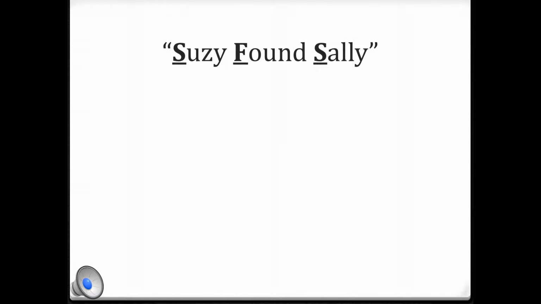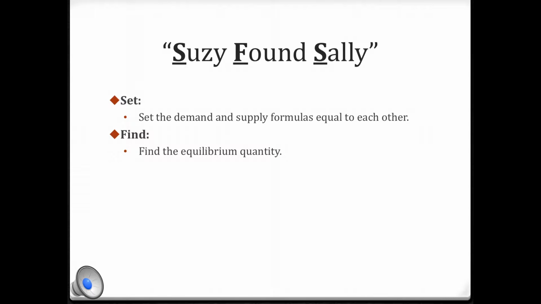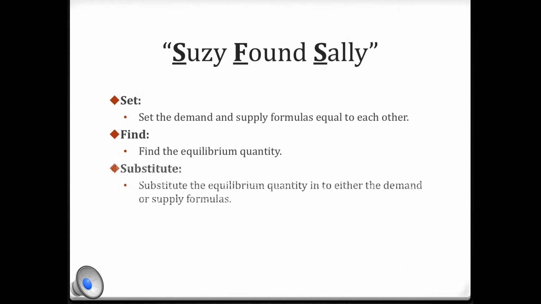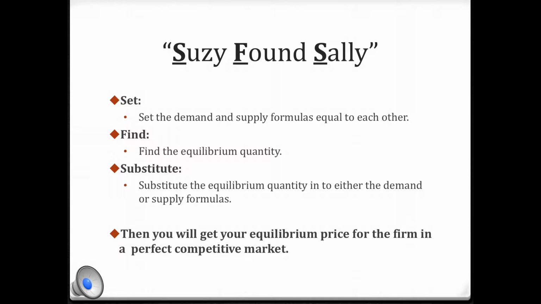So let's break that down into its three parts. Susie found Sally. Set. Set the demand and supply formulas equal to each other. Find. Find the equilibrium quantity. Substitute. Substitute the equilibrium quantity into either the demand or supply formulas. Then we will get our equilibrium price for the firm we are looking for in a perfectly competitive market.